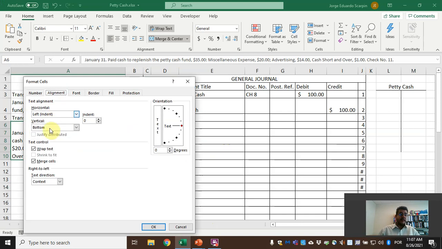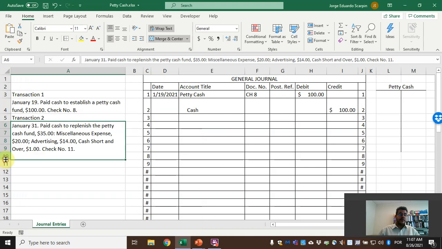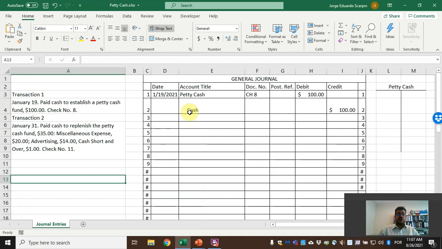Alignment. Vertical top instead of bottom. Okay, vertical top. And we are good to go. So, petty cash, debit, 100.